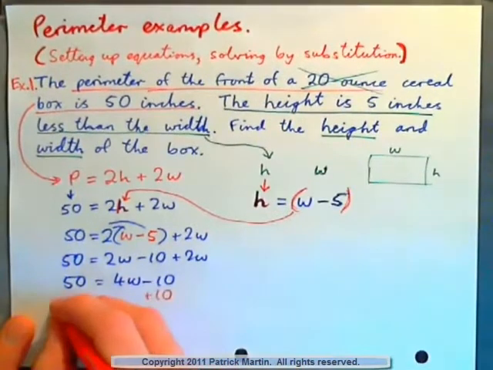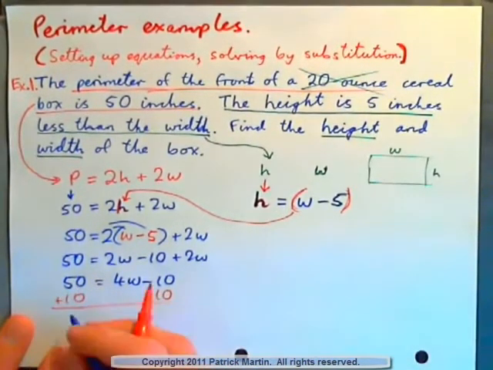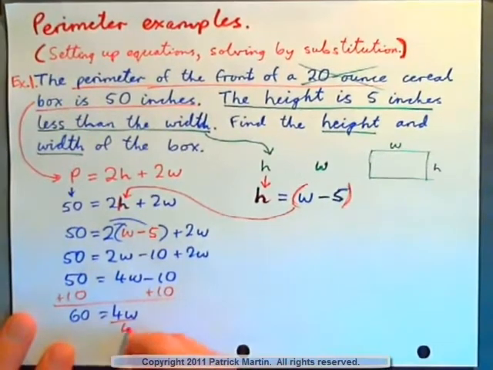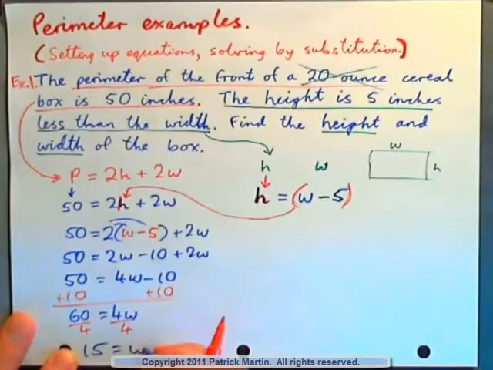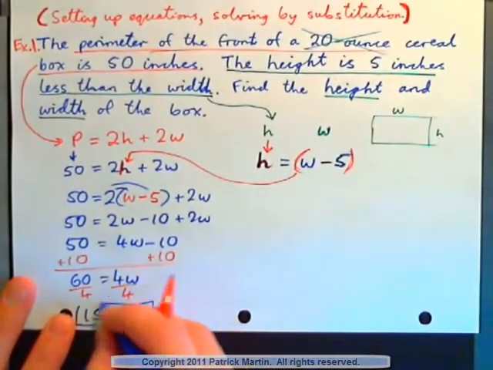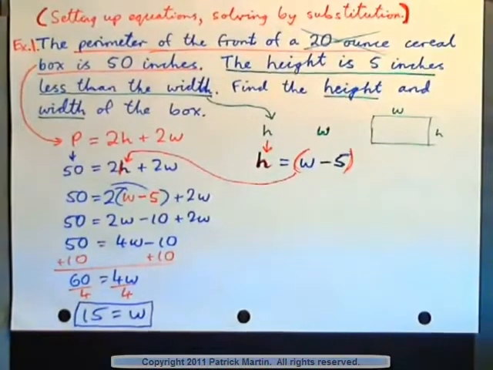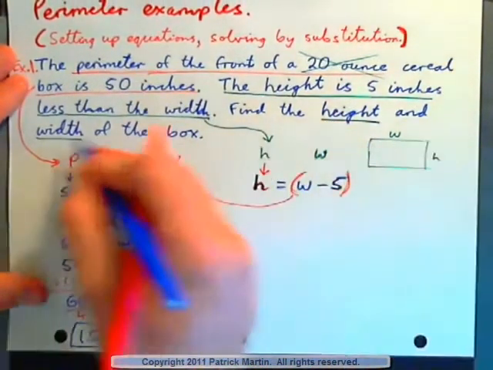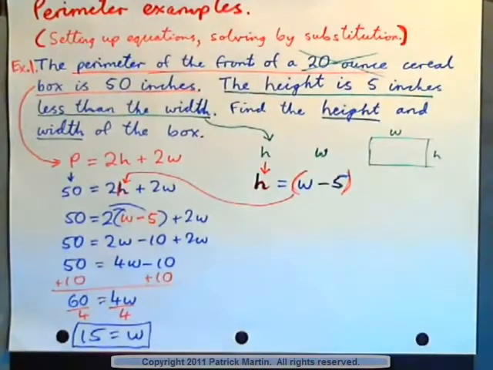Add 10 to both sides. I have 60 equals 4w, divided by 4. And I have 15 equals w. So obviously 15 is the width. Am I done? No, because the question was to find the height and the width. So we also have to find h.